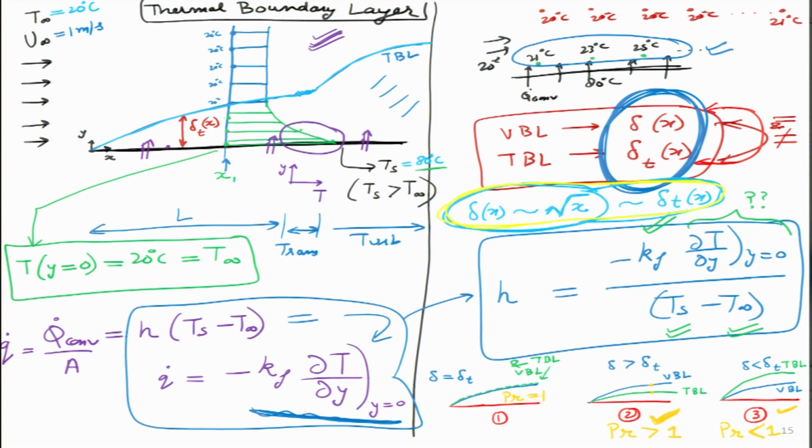So, this is an interesting thing I just wanted to share, because in the next lecture we are going to see what is the exact value of delta x and what is the exact value of delta t x. There we will see how it comes out to be square root of x. I think I have 1 or 2 minutes more, so I will just share one more point.